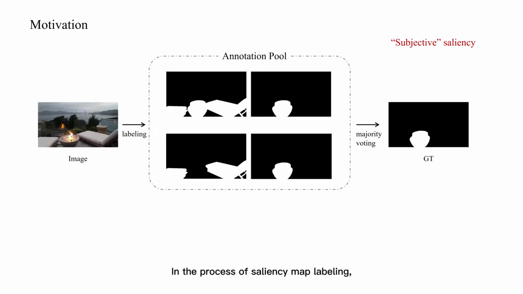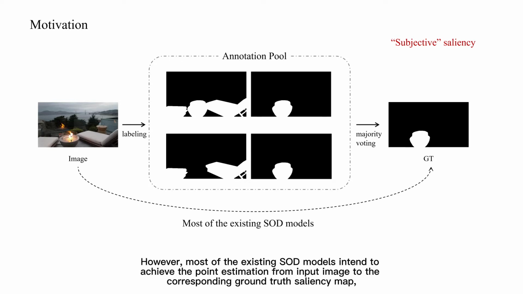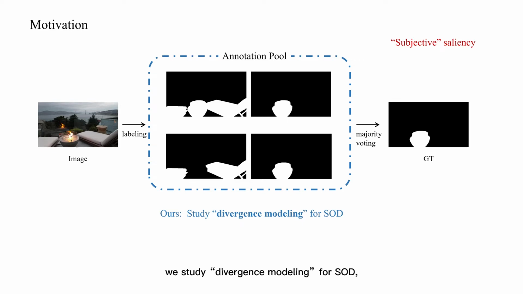In the process of saliency map labeling, the labeling is often done by multiple annotators, and then the regions that receive consensus are labeled as salient after majority voting. However, most of the existing SOD models intend to achieve the point estimation from input image to the corresponding ground truth saliency map, neglecting the less consistent salient regions discarded while generating the ground truth map via majority voting. In this paper, we study divergence modeling for SOD, representing the subjective nature of saliency.